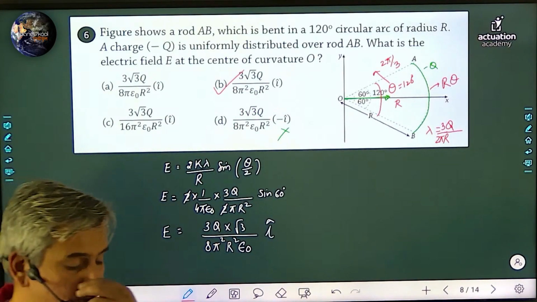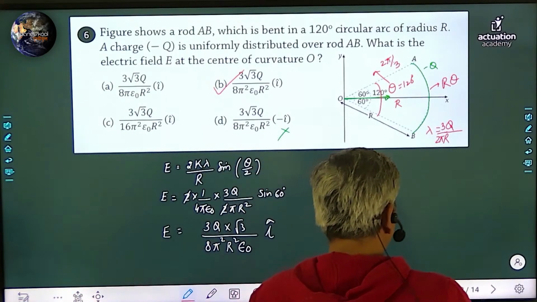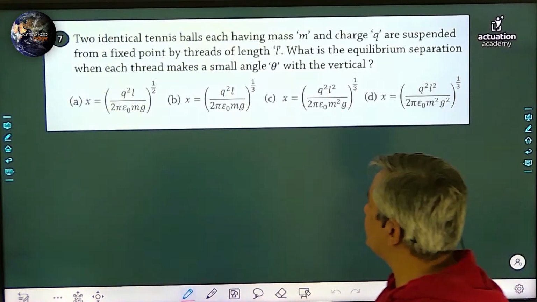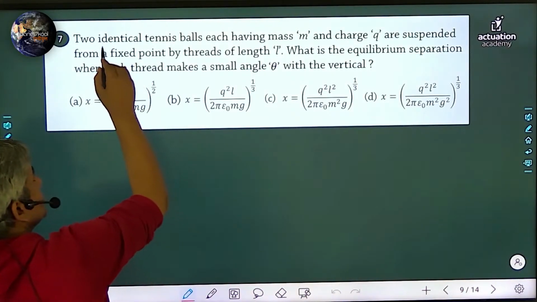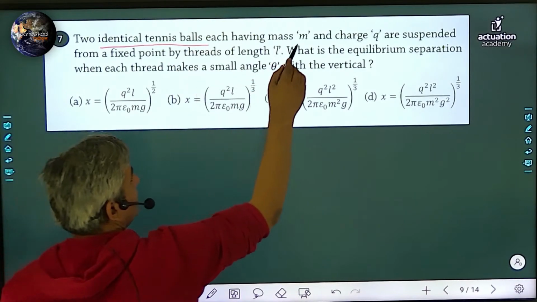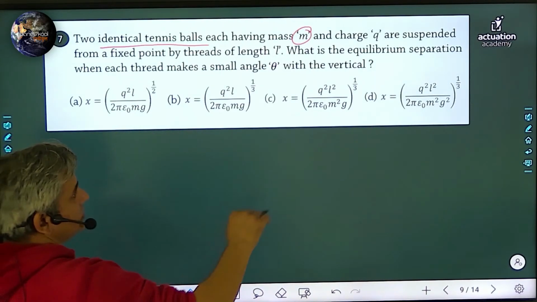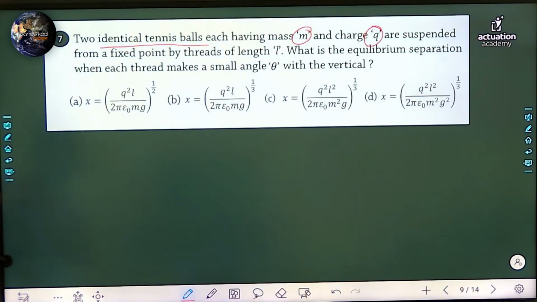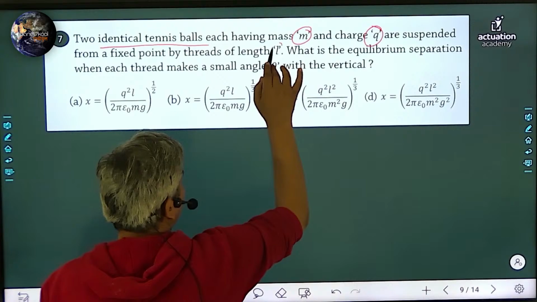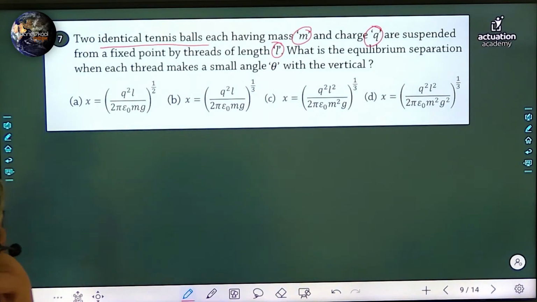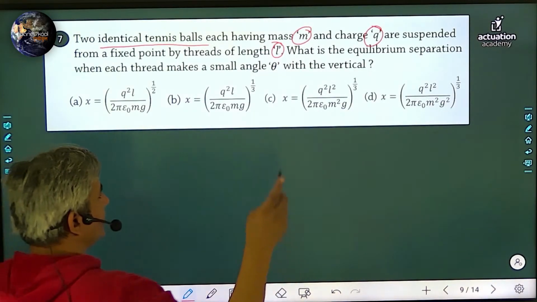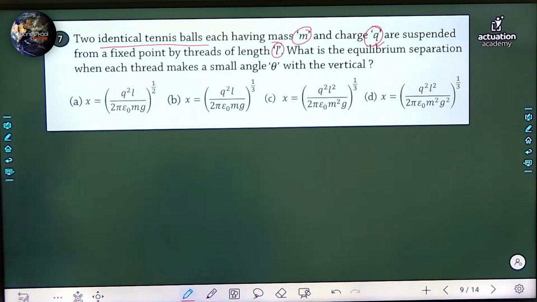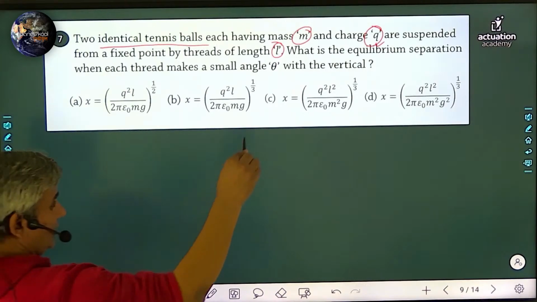Okay. Now let's move to the next question. So this question reads out that there are two identical tennis balls, each has mass m and charge q. So this means both are having same like charges, and are suspended from a fixed point by threads of length L. What is the equilibrium separation? So this we know, when there are two like charges kept close to each other, there will be a force of repulsion. That's why we are getting this separation here.